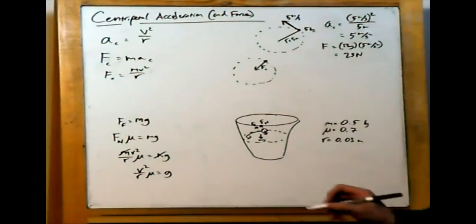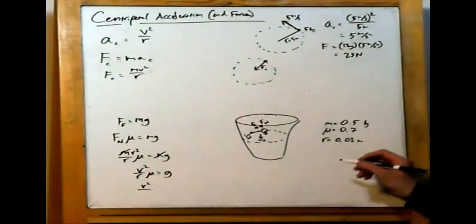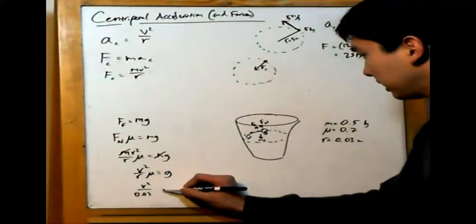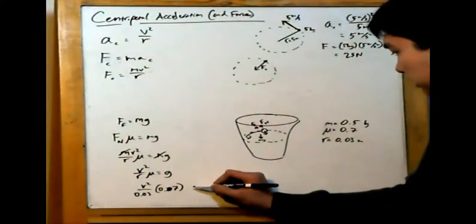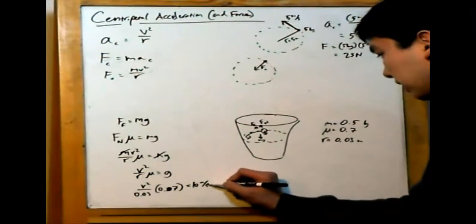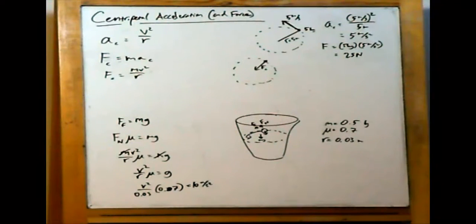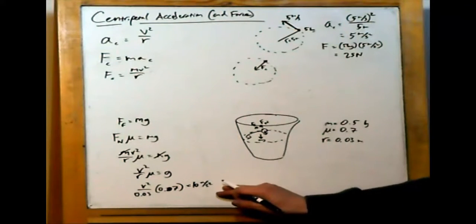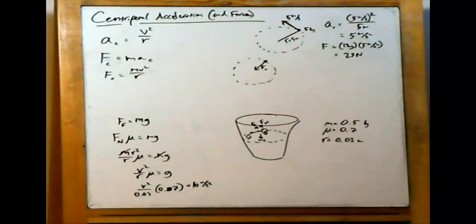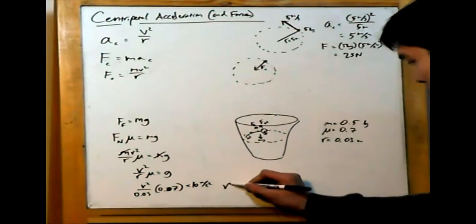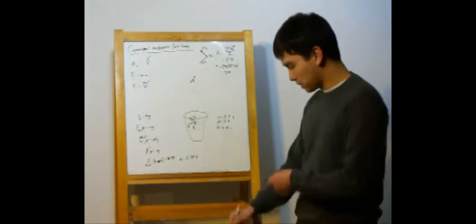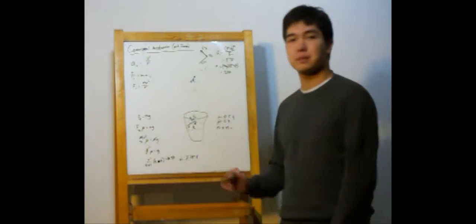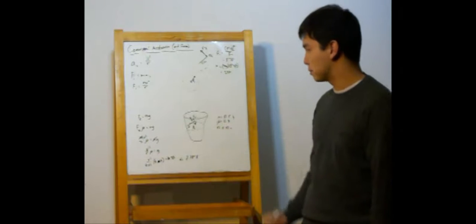Okay, so let's start throwing in some numbers. We don't know v squared. We know that our radius is 0.03 meters, and we know that we have 0.7 as our frictional coefficient equals 10 meters per second squared. Okay, so we can punch this all into our calculator. We divide both sides by 0.7, we multiply both sides by 0.03, and then finally take the square root. And after all of that, you'll actually come up with a velocity of 7.14 meters per second. So our ball has to have a tangential velocity of 7.14 meters per second to stay up in this cup.